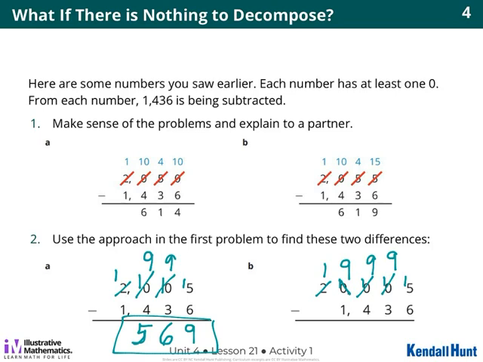Okay, what is 15 minus 6? Everybody? 9. What is 9 minus 3? 6. 9 minus 4? 5. 9 minus 1? 8. 1 minus nothing. 1, 2, 3, comma. 18,569.